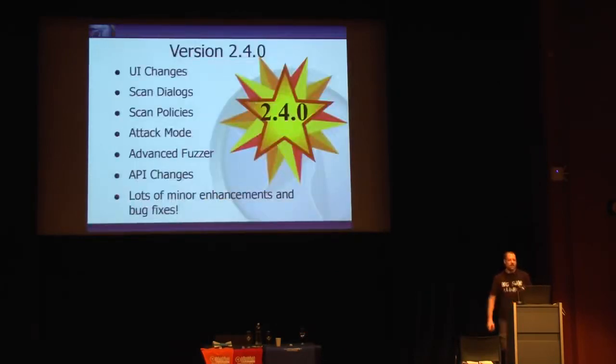So that was a quick overview of version 2.4.0. One thing I haven't mentioned is the API changes. We have this REST API, and there's loads more you can do with the API. The idea is that you'll be able to use the API for pretty much everything that ZAP can do.